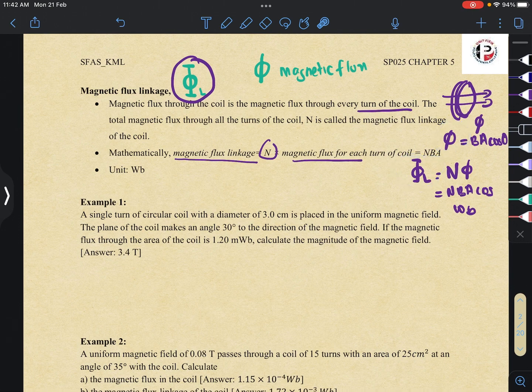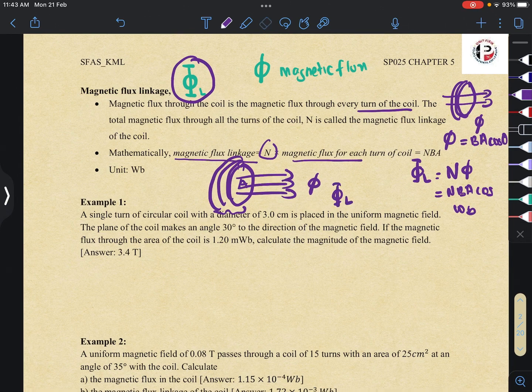The only difference between flux linkage and magnetic flux is that magnetic flux is for each turn. Okay, a coil will have many turns. For one turn, it will have its area and it will have B that passes through. So this is what we call flux. But for many turns, the total of all these turns is what we call magnetic flux linkage.